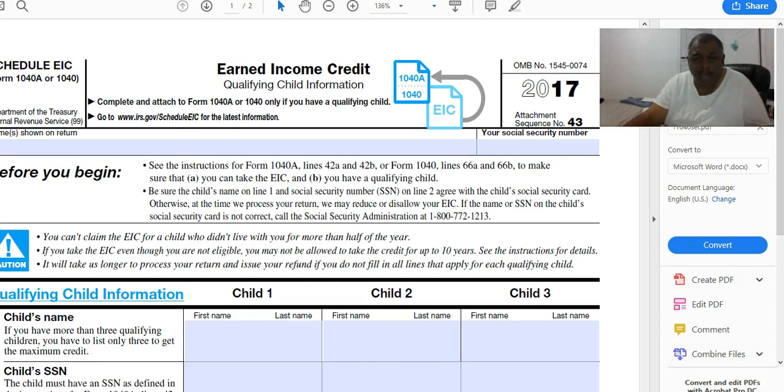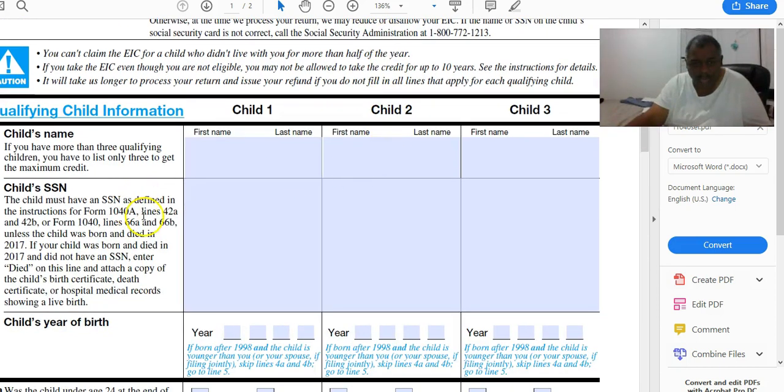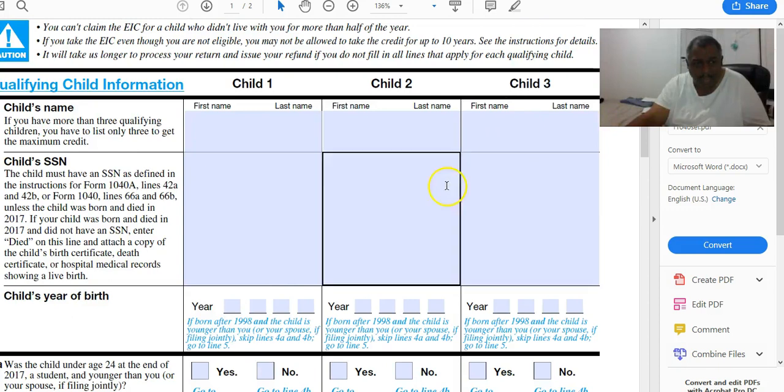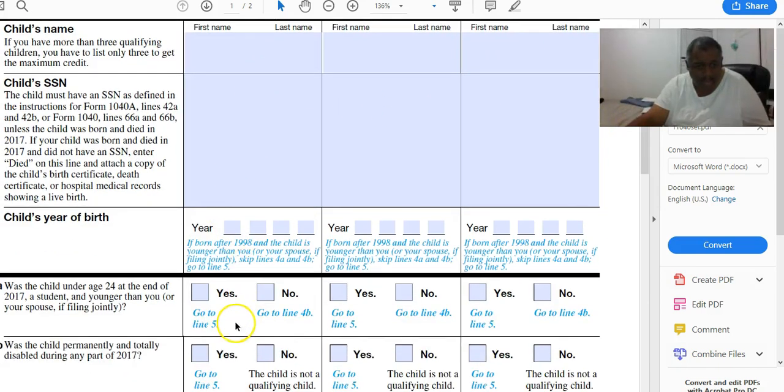And this form here is a two-part situation. This is where you put the kids on here. It holds 3 kids. That's all we deal with is 3. And so the name, first name, last name, social, year of birth. They ask the question, was the child under 24 at the end of 2017? If he was, say yes. Was the child permanently totally disabled during 2017?